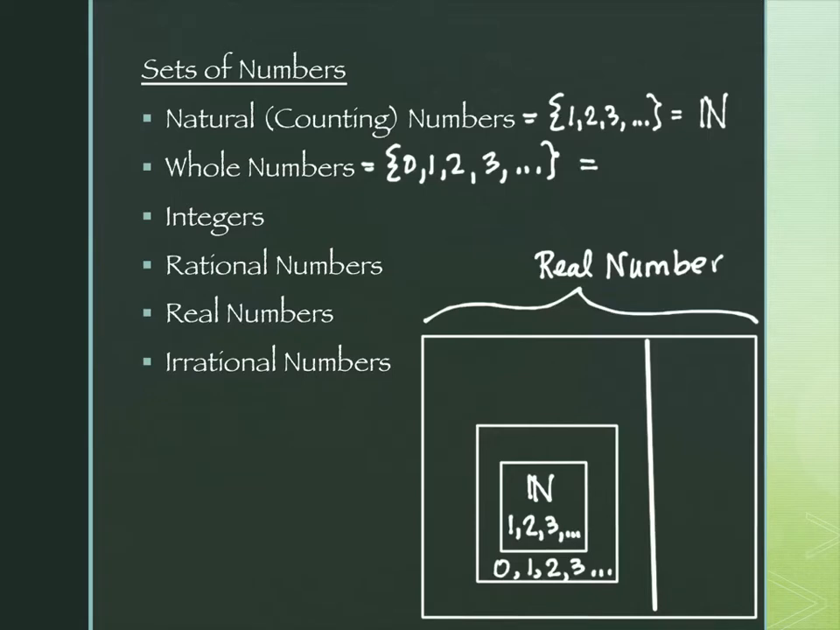Just like with the N, we're going to designate whole numbers with a W, and just like with that one as well, it will have a double line on the left. Those are our whole numbers. Okay, so far so good?